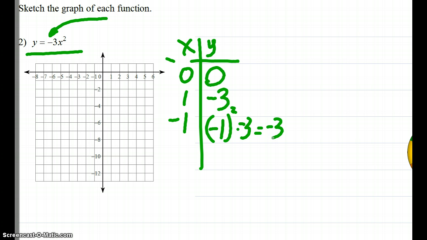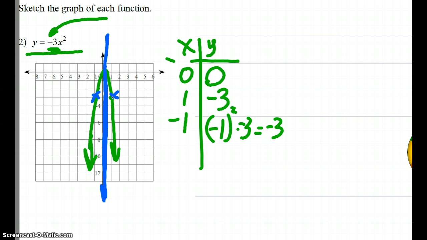So our graph will look different because of this negative 3. How will it look different? We'll have the points 0, 0, 1, negative 3, and negative 1, negative 3, and our U will be skinny, and it will point downward. We'll have an axis of symmetry. That axis of symmetry will cut right through the vertex. We'll have the same point on the left as we do on the right.